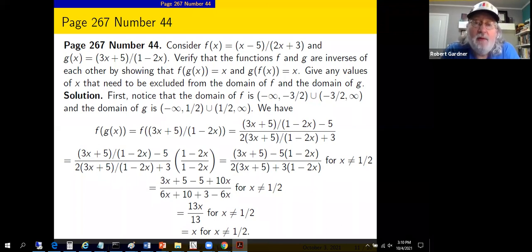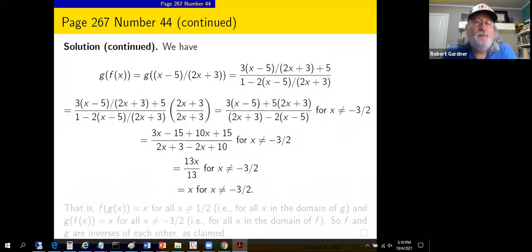Same thing, do it again, but take the composition in the opposite order. So take g of f of x. f of x was this rational function here. We'll take g of that. That would be 3 times the input plus 5 divided by 1 minus 2 times the input. The input itself is this rational function, so we get those substituted in. Let's multiply by 2x plus 3 over 2x plus 3. If you do that and simplify, we're going to have a problem when x is negative 3/2. Same technique as on the previous slide.